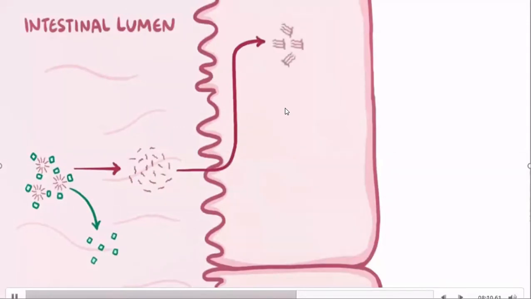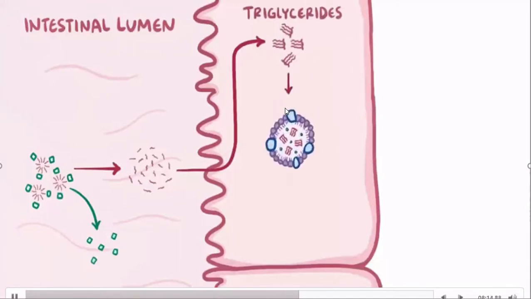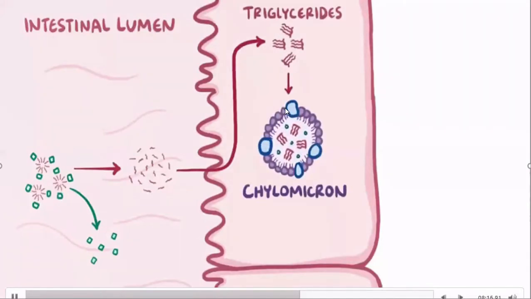Inside the enterocyte, the fatty acids and monoglycerides reassemble into triglycerides, and these get packed into a larger structure called a chylomicron. The chylomicron has lipids and proteins, so it's a lipoprotein. It has an outer membrane with phospholipids and proteins, and a hydrophobic core that has triglycerides, cholesterol, and fat-soluble vitamins A, D, E, and K.